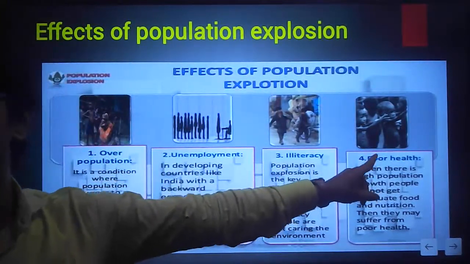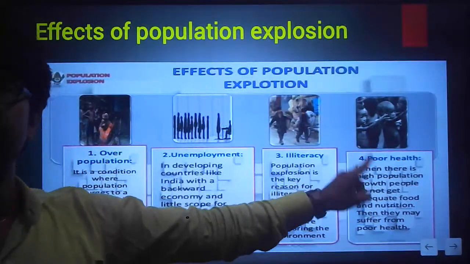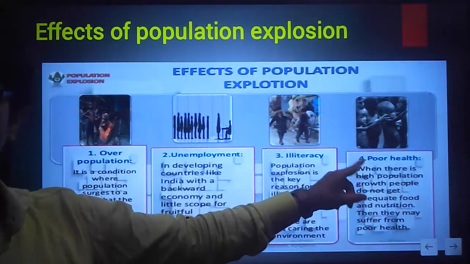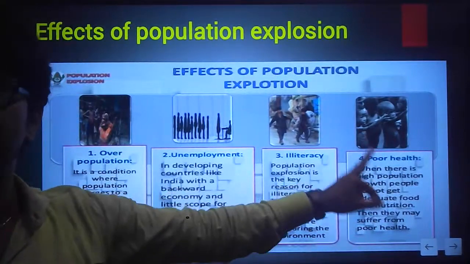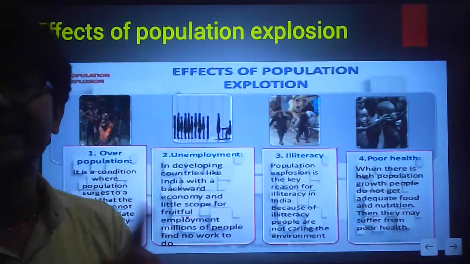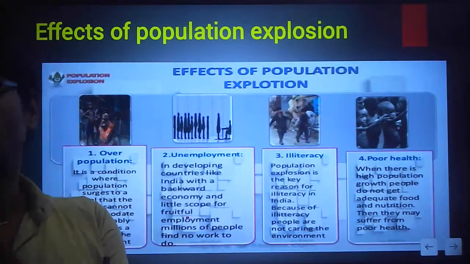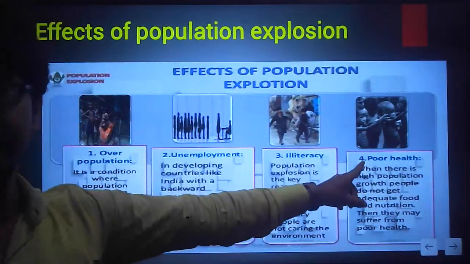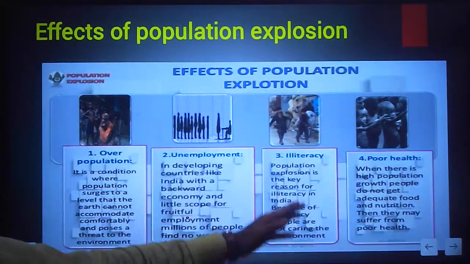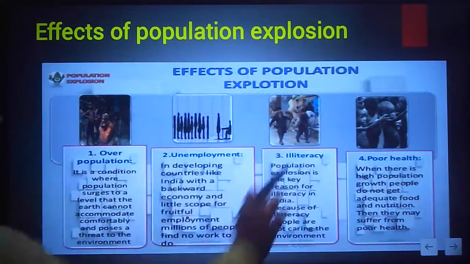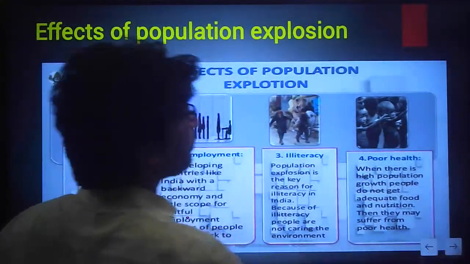Then poor health, we cannot feed the children. You could see many people begging on the streets, like you would have seen in front of your eyes. But you people are blessed, because many people beg not for education, they beg for food for one particular time. So poor health and the malnourished condition are some of the effects that you could see. These are some of the effects of the population explosion. Okay.